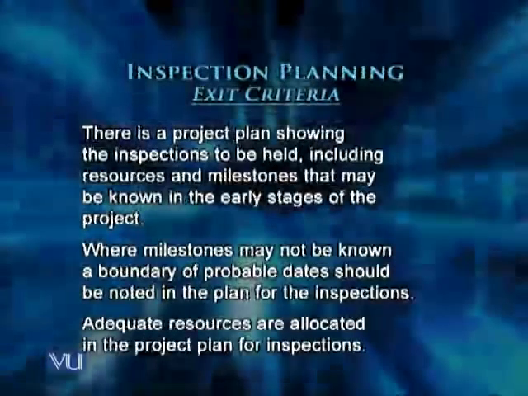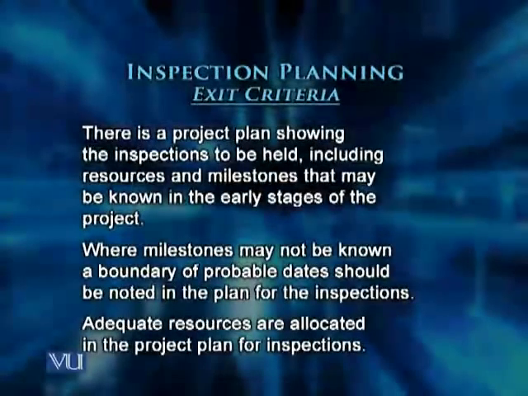But if I'm not sure and that milestone is not set, we can say this inspection will be held in the last week of March. That way we would have a probable range of dates available. And we can only exit the inspection planning activity if we have allocated adequate resources in the project plan for inspections to be performed. If we have not done that, we have not completed one of our important tasks, and thus we must do that before we can exit.